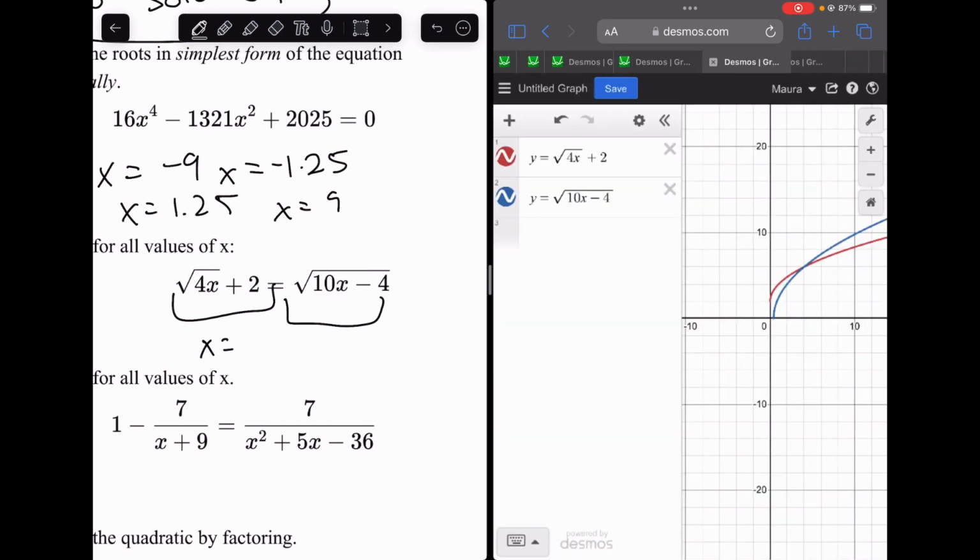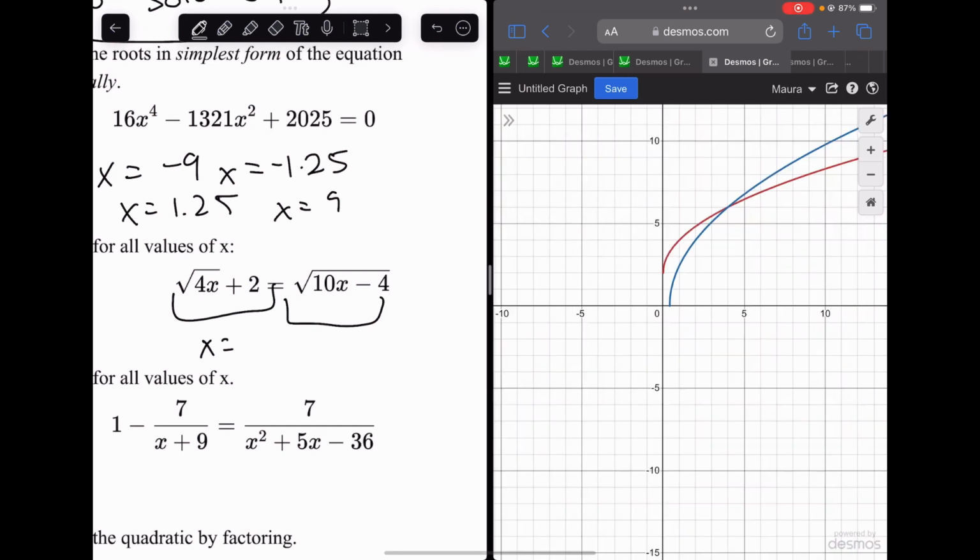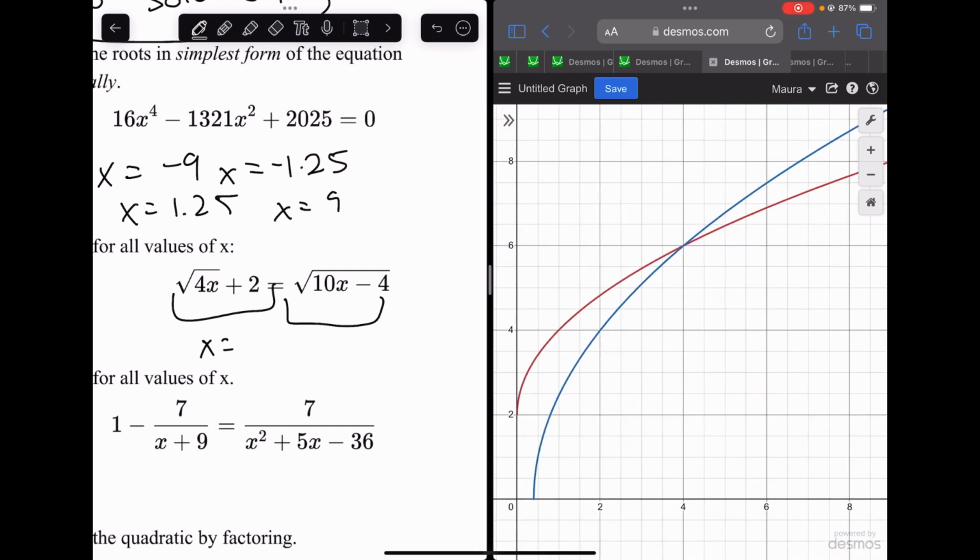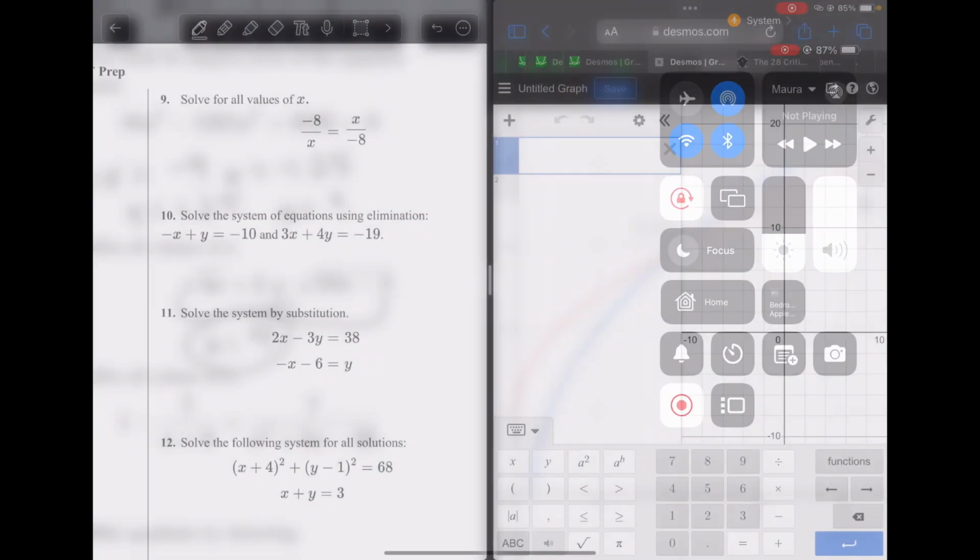So when you graph these, you should see that these guys are going to crisscross at x equals 4. All right. Yeah, they crisscross at 4, 6, but again, we're only looking for the x value, so that would be our solution here. All right.